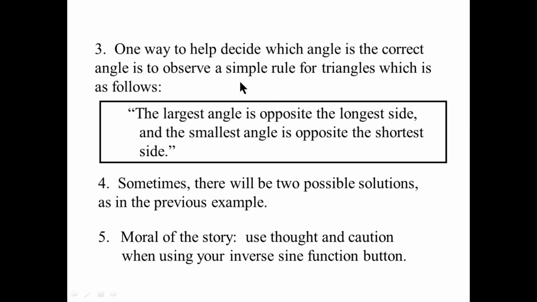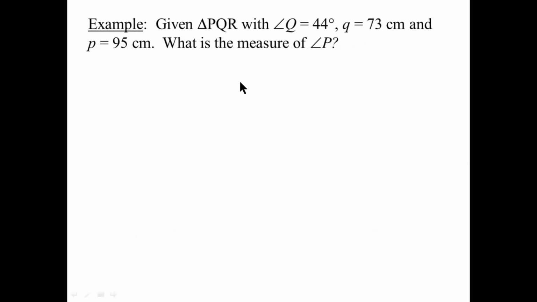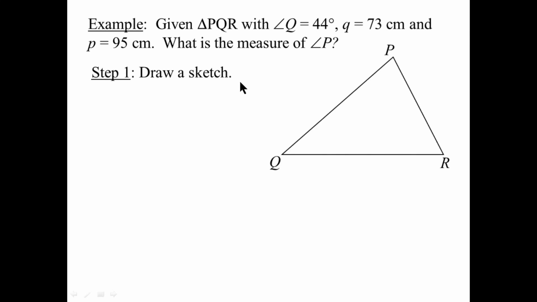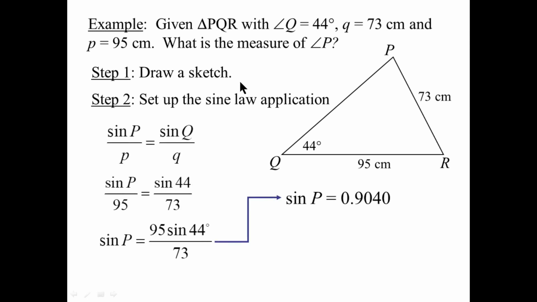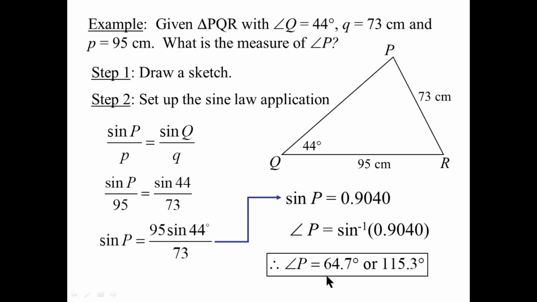Now let's take a look at that example we just did. We were given this. We drew a sketch. We put the sides and the angle on. We set up a sine law application. We did this work. And we came to this and we said the inverse sine, angle P is the inverse sine of 0.9040. And here's the thing, it might be what the calculator said, 64.7, or it might be the supplement of that. And you just have to be suspicious.